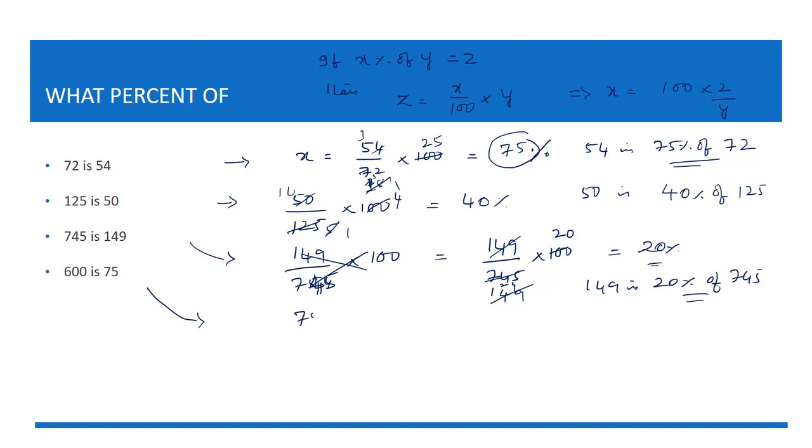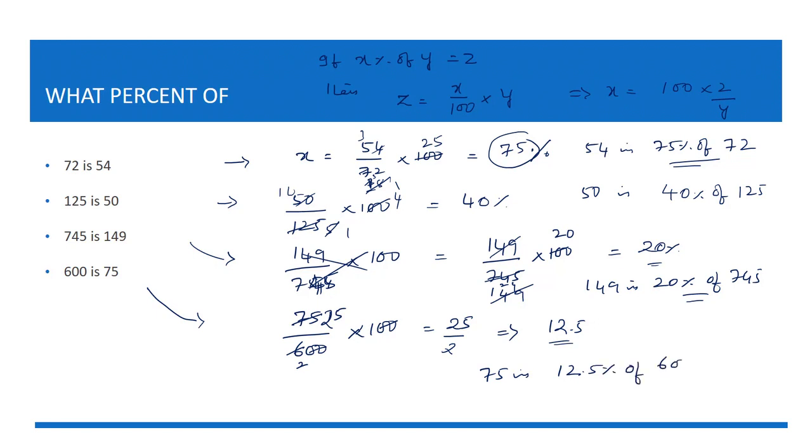See, 75, that divided by 600 into 100. Right, 2 zeros I will cancel, 3 2s are, 3 15s are, not 3 15s are, 3 25s are. Right, this will become 25 by 2, which is nothing but 12.5. So what we can say now, 75 is 12.5% of 600. Hope you understood.